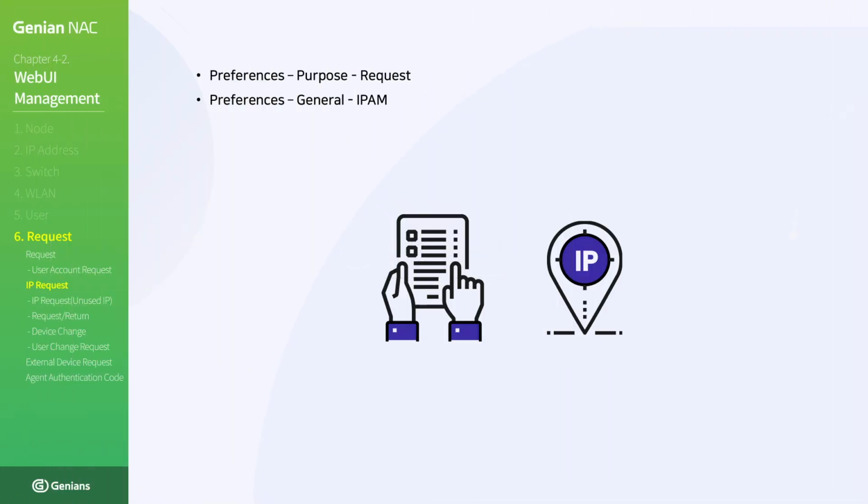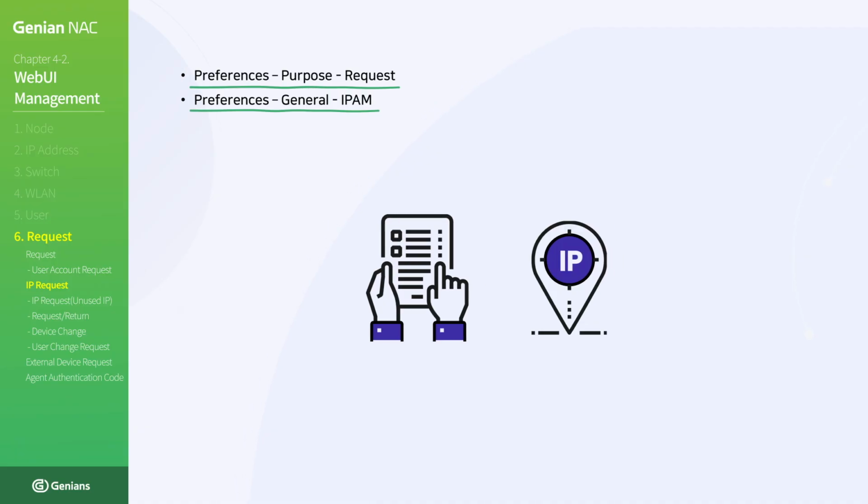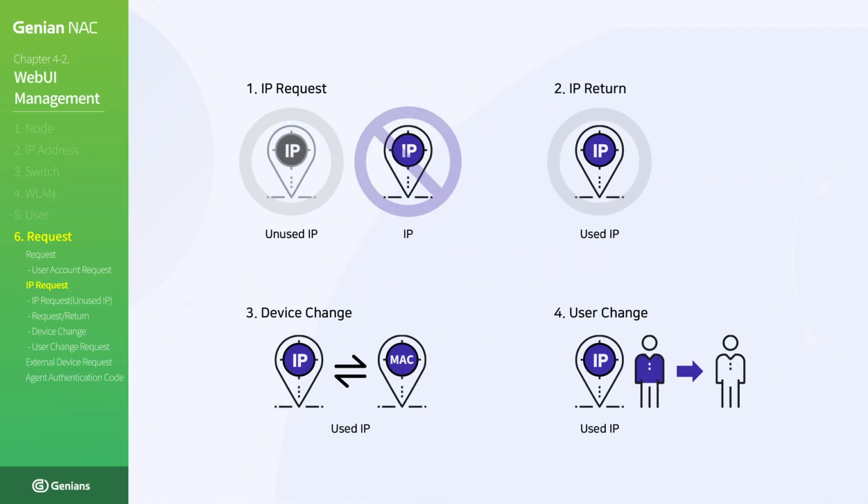The IP request is used to allow devices that violate IP management policies to request IP usage. To enable this feature, detailed settings must be configured in the following menus: Preferences, Purpose, Request, Preferences, General, IPAM. The IP request form includes the following options: IP request, IP return, device change, user change.